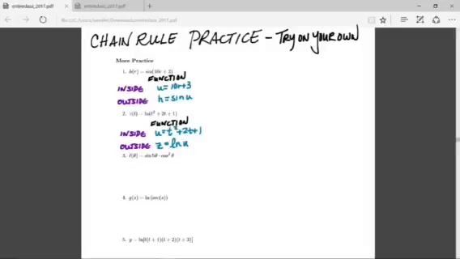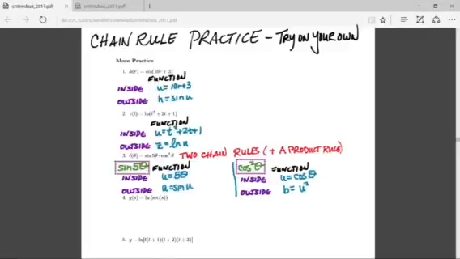Let's get those chain rules set up for you. For the sine of 5 theta, the inside function is 5 theta. So if u equals 5 theta, then the outside function is sine of u. For the cosine squared of theta, remember this is the same thing as the cosine of theta all squared. The inside function is going to be cosine, so let u equal cosine theta, and the outside function is going to be u squared.